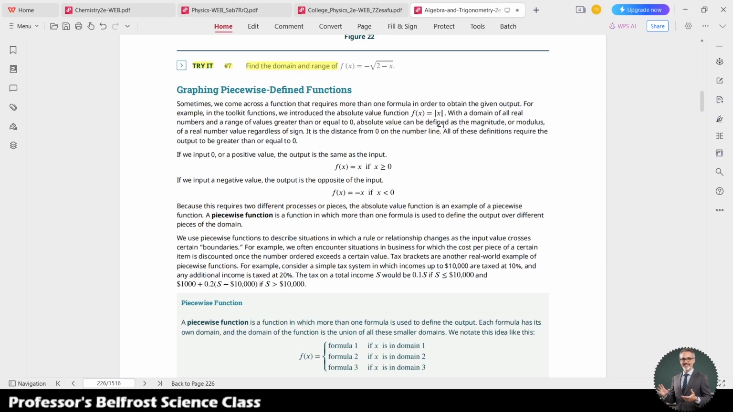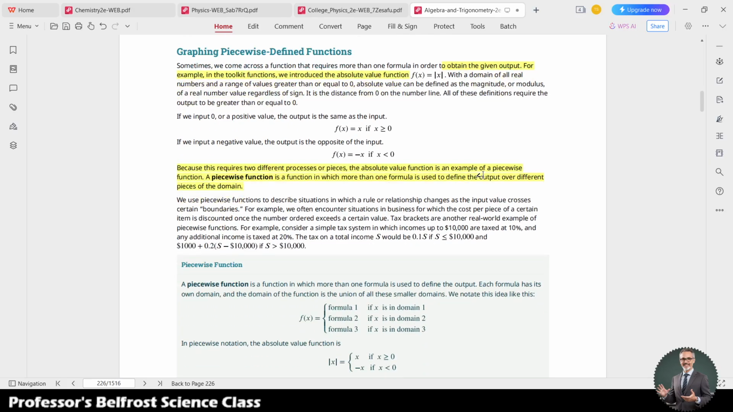Take for example the absolute value function, f(x) equals absolute value of x, with a domain of all real numbers and a range that is greater than or equal to 0. The absolute value can be defined as the magnitude or modulus of a real number regardless of sign, its distance from 0 on the number line. All of the definitions require the output to be greater than or equal to 0. And because this requires two different processes for pieces, the absolute value function is an example of a piecewise function. A piecewise function is a function in which more than one formula is used to define the output over different pieces of the domain.